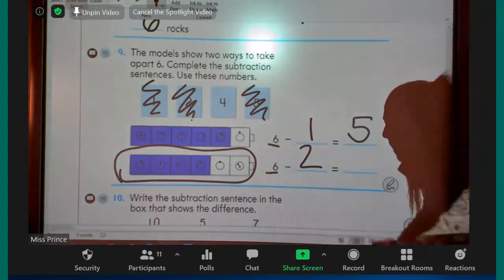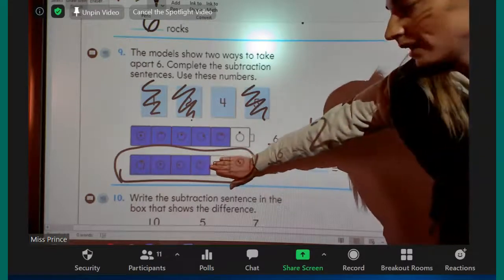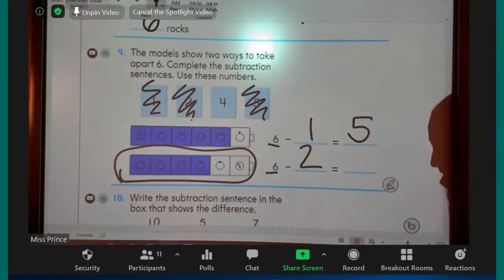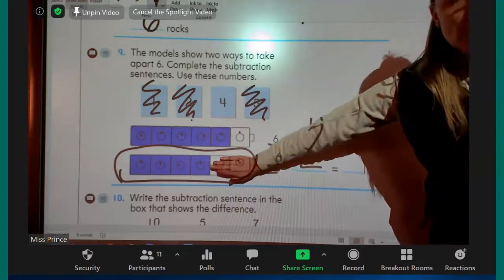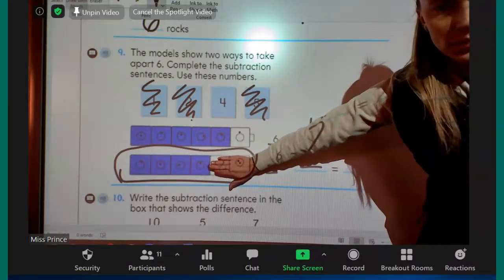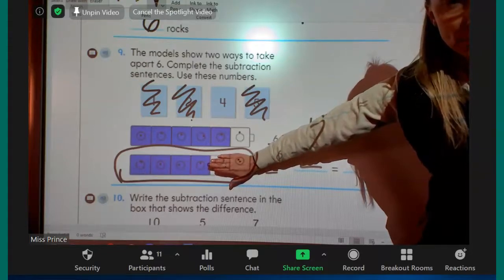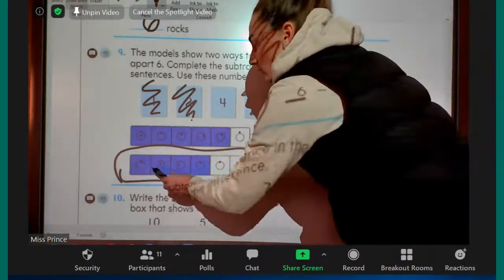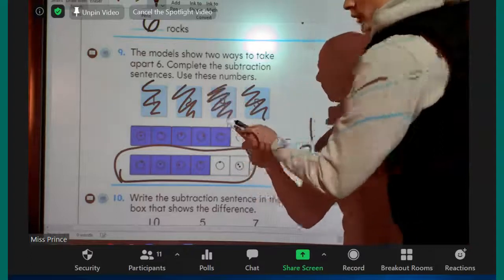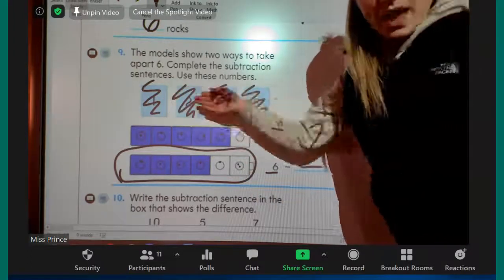so I used a 2. Okay, Samantha, if we took away 2, how many are left over? We took away 2. Now all these blue ones are the ones that are left over. How many are still blue and left over? 4. Good job. 1, 2, 3, 4. So we're going to put a 4 and we're going to cross it out. Look, we used all the numbers, so we did this the right way.